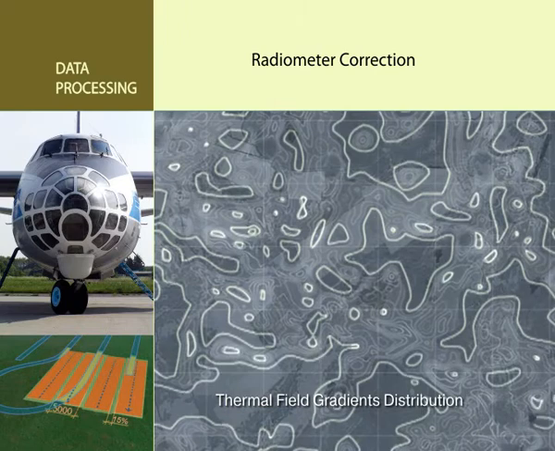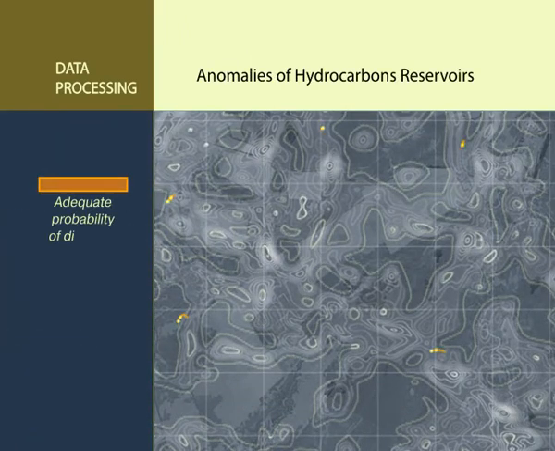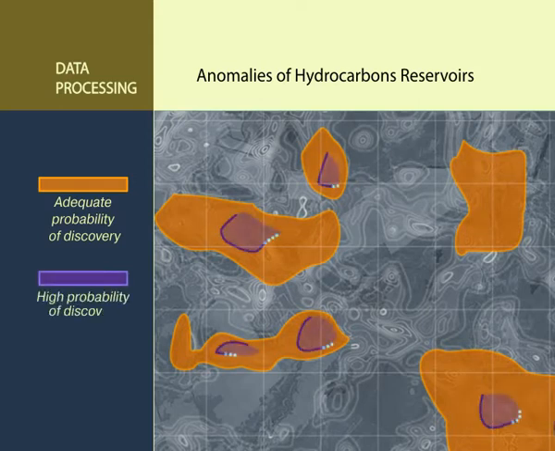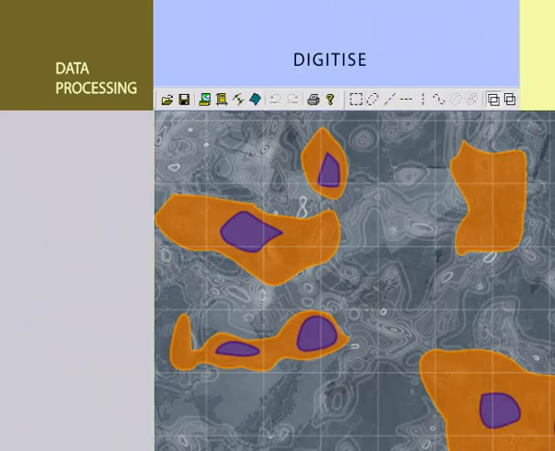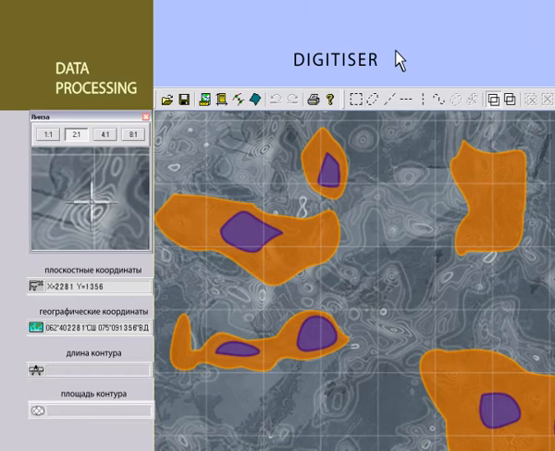The final product of the company, the images of the hydrocarbon contours, are divided into 2 groups. Those with adequate probability of the discovery of hydrocarbons, taking into consideration certain criteria. Those with a high probability of the discovery of hydrocarbons, taking into consideration all types of the anomaly criteria.